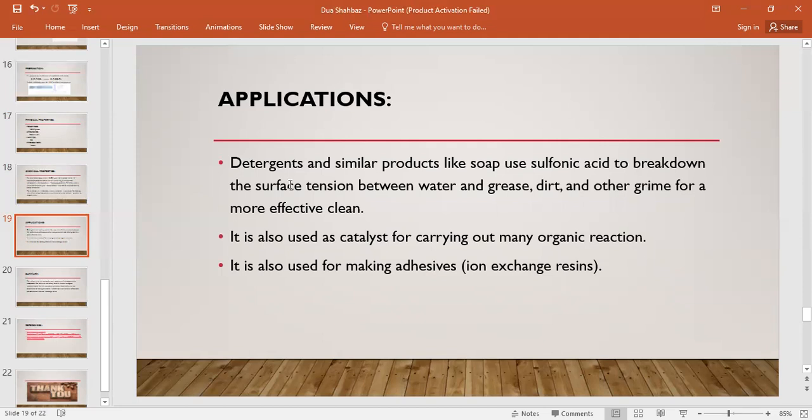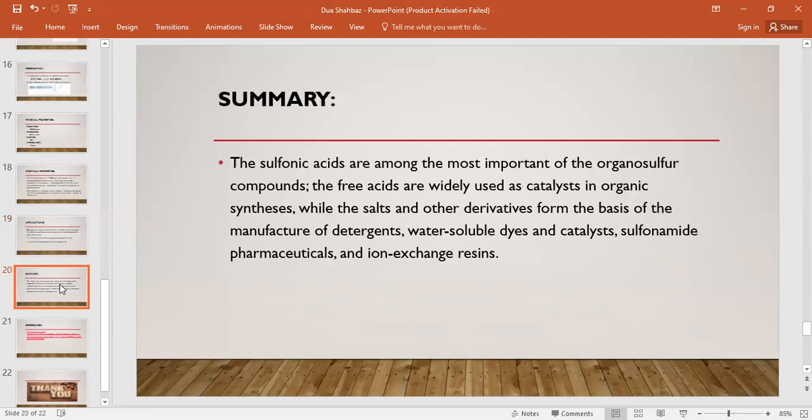And at last, we have the summary related to this compound. The sulfonic acids are among the most important of the organosulfur compounds. The free acids are widely used as catalysts in organic synthesis, while the salts and other derivatives form the basis of the manufacturing of detergents, water-soluble dyes, catalysts, sulfonamide pharmaceuticals, and ion exchange resins.